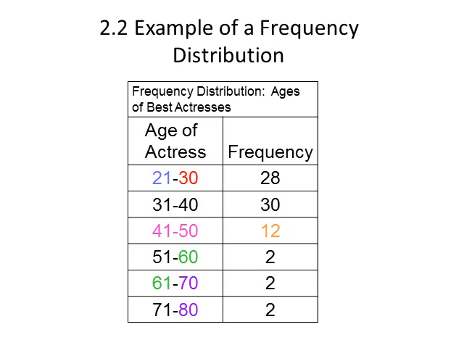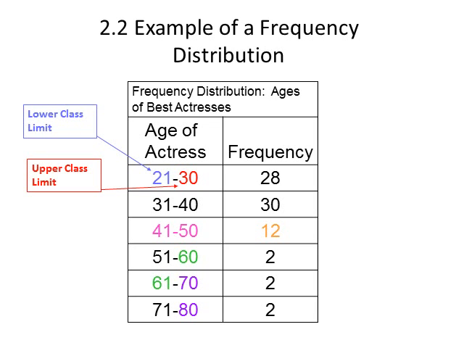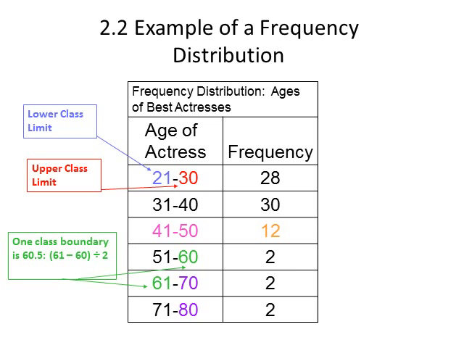Here's an example of a frequency distribution that's taken out of your textbook. Here we have ages of actresses who won the Oscar for Best Actress. Now if you look at the highest amount, that would be 30, that would be the age range of 31 to 40 years old. So some examples here, the number 21 is a lower class limit. So we have one class that is 21 years to 30 years, and we had 28 as the frequency. So 28 actresses who got the Oscar were in that age range. The upper class limit for the first class is 30.